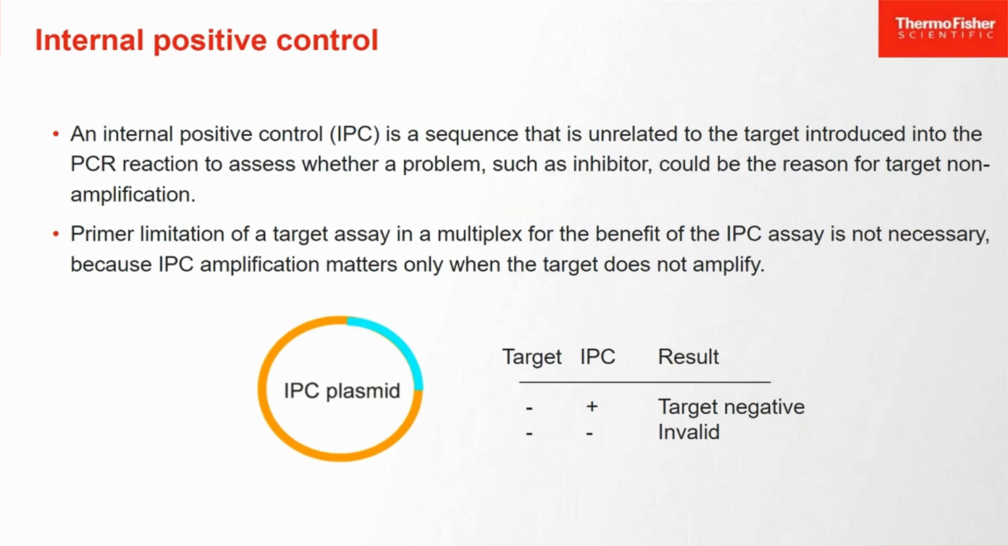So if both the target and the IPC fail to amplify, you know there's something wrong with that particular sample. But if the target failed to amplify but the IPC amplified normally, then you can say that that's most likely a valid target negative result.